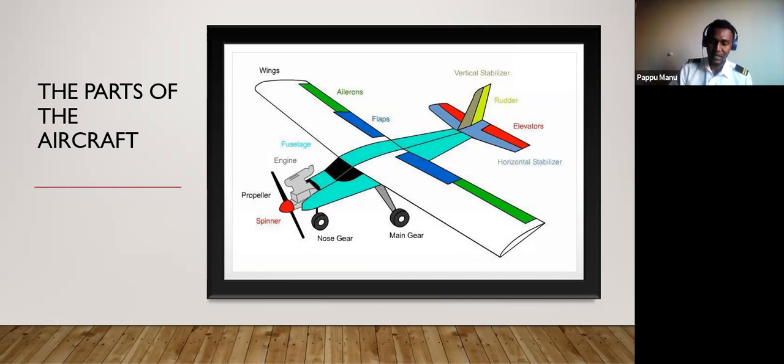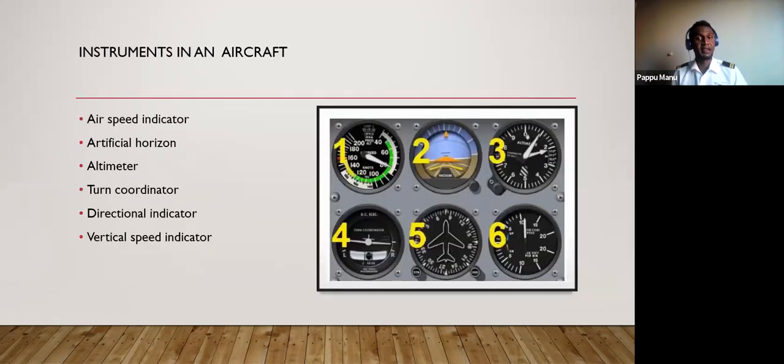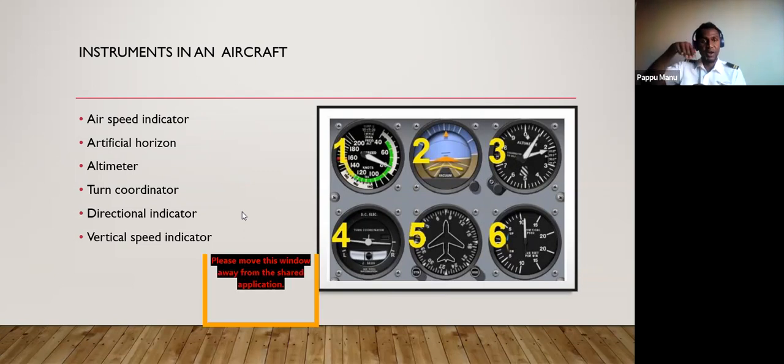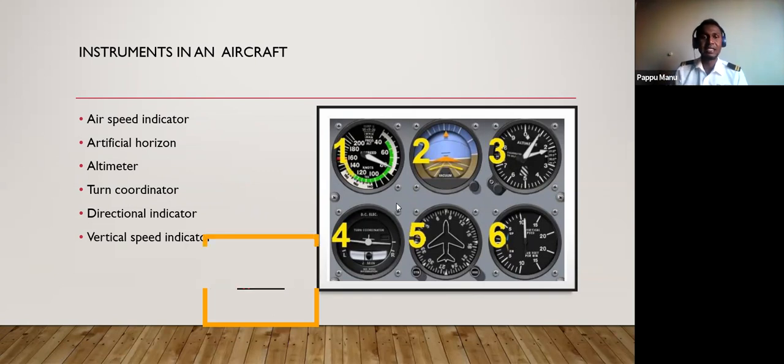All right. Then we had your instruments, your six-pack. Airspeed indicator tells you the speed and how fast you're going. You have your artificial horizon, which tells you the position of your aircraft, whether it is going down, turning left, turning right, or straight and level. Then number three, your altimeter, tells you how high you are, your height, altitude. Then your turn coordinator and the balance ball.